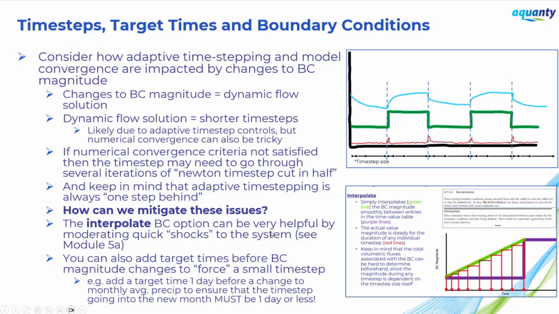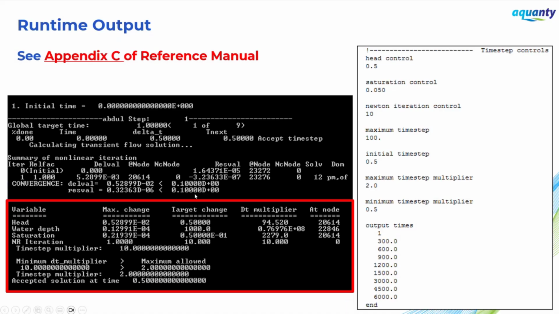The interpolate option can be really helpful by moderating quick shocks to the system, right? So at every boundary condition, whenever something changes in magnitude, you'll generally see a bit of a spike in model error, and that can also cause the time steps to constrict. So there's a lot of moving pieces, but the more you experiment and run models, the more you'll see how these different things interact with each other.